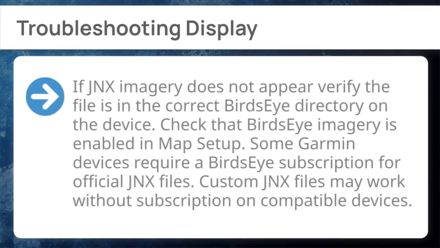Finally, troubleshooting display. If JNX imagery does not appear, verify the file is in the correct BirdsEye directory on the device. Check that BirdsEye imagery is enabled in Map Setup. Some Garmin devices require a BirdsEye subscription for official JNX files. Custom JNX files may work without subscription on compatible devices.